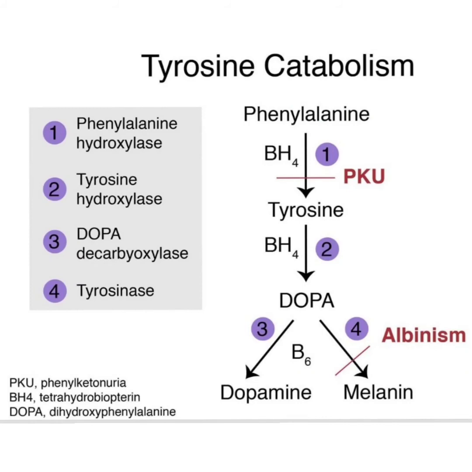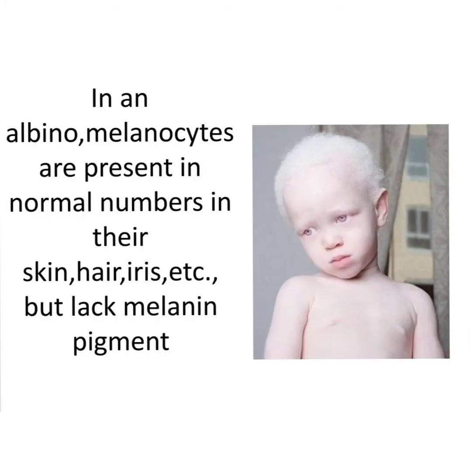Here you can see the tyrosine catabolism. Phenylalanine hydroxylase converts phenylalanine to tyrosine, and this tyrosine that is formed is converted into DOPA by the enzyme tyrosine hydroxylase. And this DOPA gets converted into dopamine by DOPA decarboxylase in the presence of vitamin B6. The DOPA is also required for the formation of melanin by the enzyme tyrosinase. Because of the lack of this enzyme tyrosinase, there is no formation of melanin, and this results in a condition called albinism.